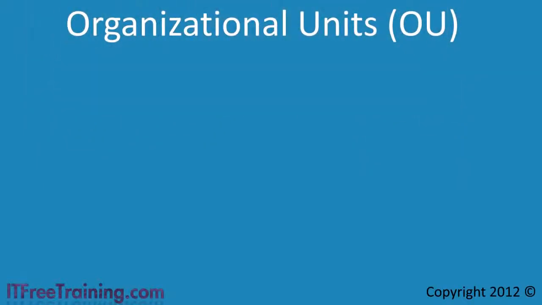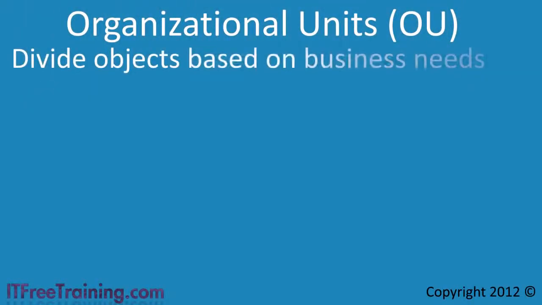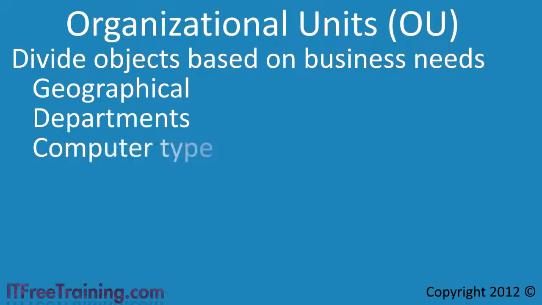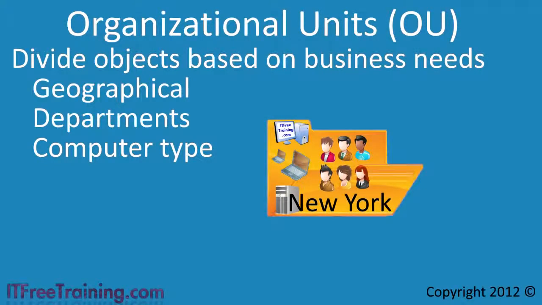Organizational units, or OUs, allow you to divide up the objects in your Active Directory environment based on your business needs. For example, you could divide users and computers based on geographical locations, departments, computer types, or any way you require. If you start with a basic OU, in this case called New York, in a large site, an OU like this will soon become full of objects.